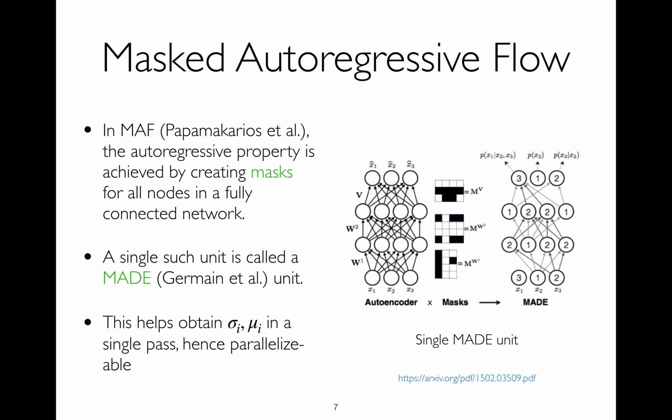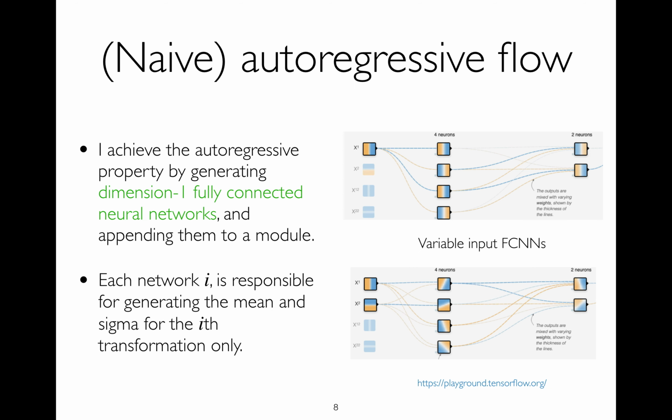Now, in the MADE paper, the way they achieve the autoregressive property is by creating masks. So you take a fully connected network and you develop masks for each layer. And what the masks do is that they turn on or turn off certain nodes, and based on that, we can achieve the autoregressive property. This single unit is called a MADE unit. It was first realized in the MADE paper, and this helps parallelize the operation.